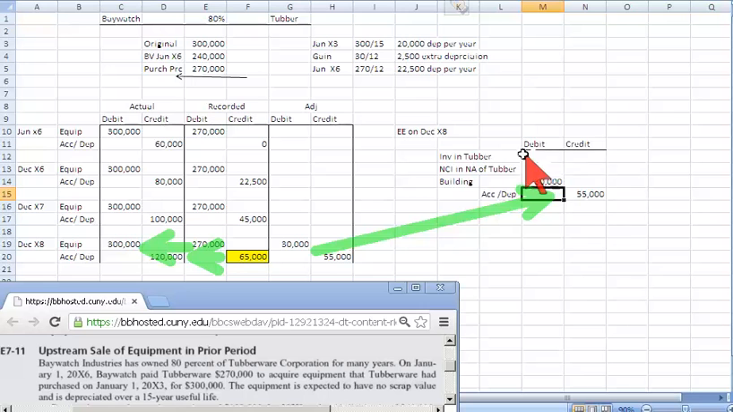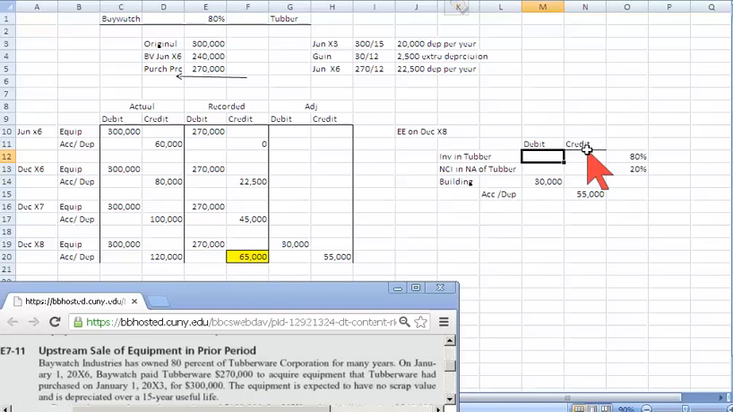Now, for this remaining, we're just gonna figure out what the plug is, and that's 25,000, and we're gonna apportion that 80% and 20%. Now, the 25,000 is the amount that has to be still deferred. So 20,000 and 5,000.